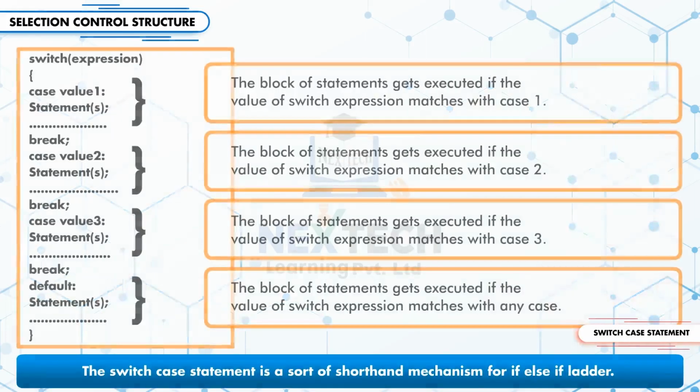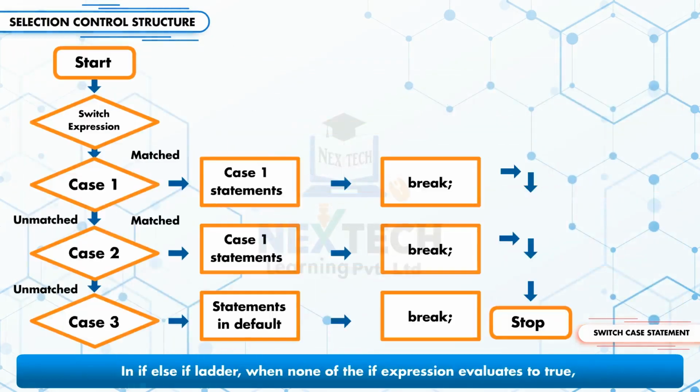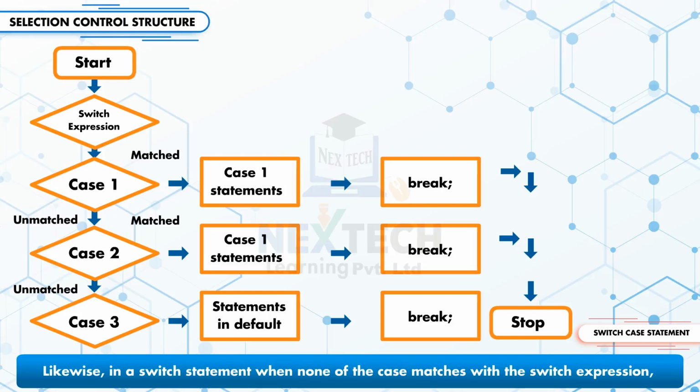Switch case statement. The switch case statement is a sort of shorthand mechanism for if-else if ladder. It allows you to test the value of an expression and based on that value, jump directly to some position within the switch statement. The positions that you can jump to are marked with case labels. The value of the switch expression is compared with each case label, and when the value matches, the associated set of statements gets executed. In if-else if ladder, when none of the if expressions evaluates to true, the statements in the last else block get executed. Likewise, in a switch statement, when none of the cases matches the switch expression, the statements written in the default case get executed.